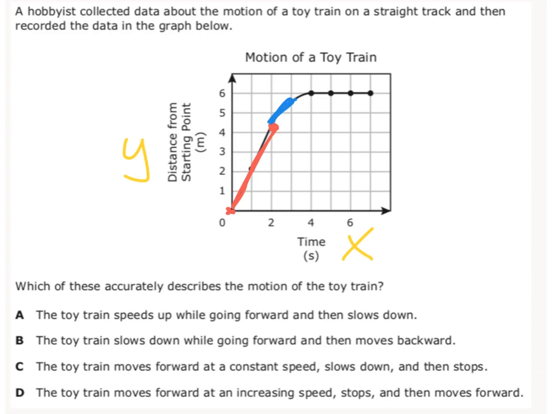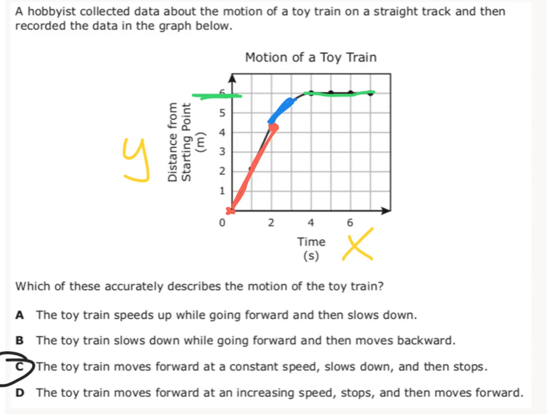After that, from time 4 onward, the position of the train has not changed. It's staying at 6 meters. Meaning that time is continuing, but our train is not moving. It's staying at 6 meters away from the starting point. That means our answer is going to be letter C. The toy train moves forward at a constant speed, slows down, and then stops.